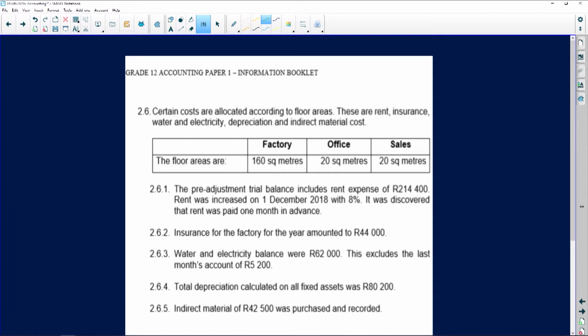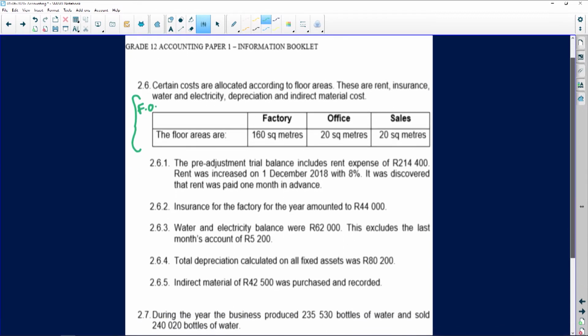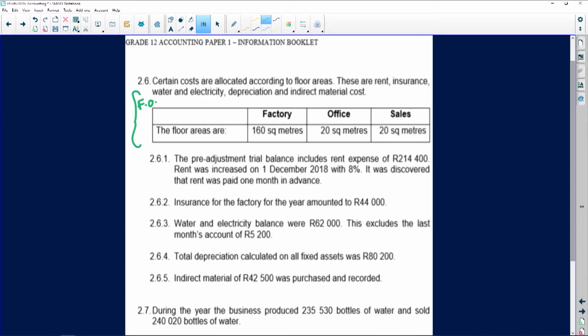Oops, let's look at the rest. So 2.6, certain costs are allocated according to floor area. These are my rent, insurance, water and electricity, depreciation, and indirect material cost. Okay, so immediately this relates to factory overheads, right? And clearly I can see the rest of the information, right? They're talking about rent, insurance, water and electricity, depreciation, indirect materials. All of this deals with factory overheads.